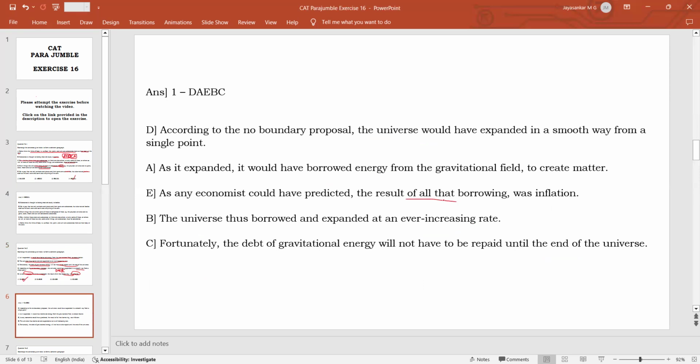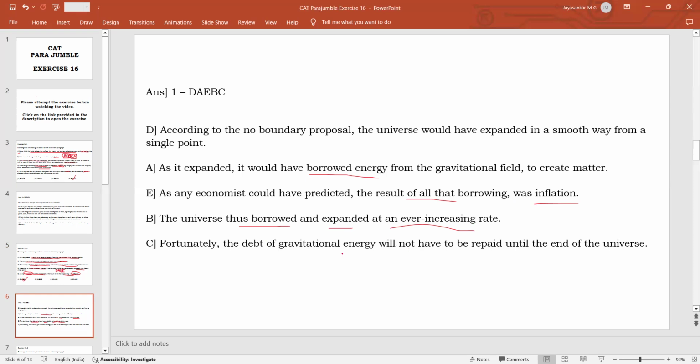The result of all that borrowing means the borrowal that is stated here. So all that borrowing is inflation, and just like in economics, this borrowal is going to lead to expansion at an increasing rate. That is inflation. Inflation means something that is increasing at a very rapid rate. So the value of money decreasing, or the cost of goods increasing at a rapid rate, is inflation. So it's just like this borrowal and expansion done at an ever increasing rate.